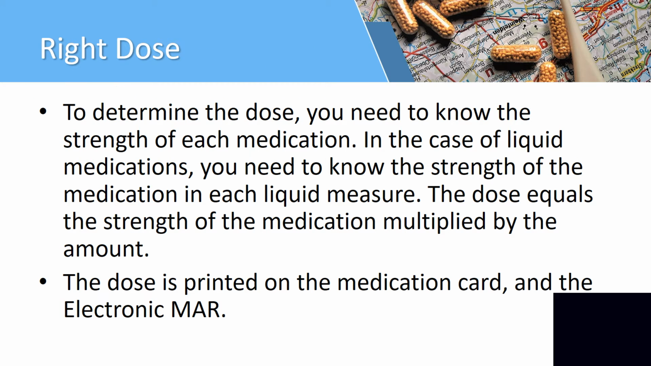The right dose. To determine the dose, you need to know the strength of each medication. In the case of liquid medications, you need to know the strength of the medication in each liquid measure. The dose equals the strength of the medication multiplied by the amount. The dose is printed on the medication card and the EMR.